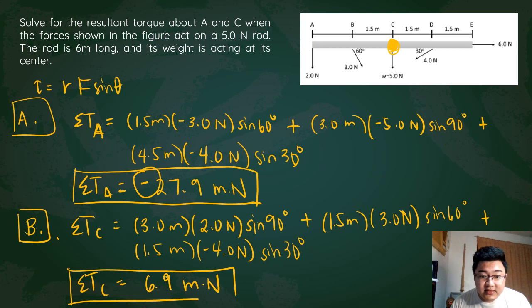So the value 6.9 meter newton will be the total torque acting on the rod if the point of axis or the pivot point is at point C. Now, since it's positive, then the rod will rotate towards the counterclockwise direction. So that's for this example.